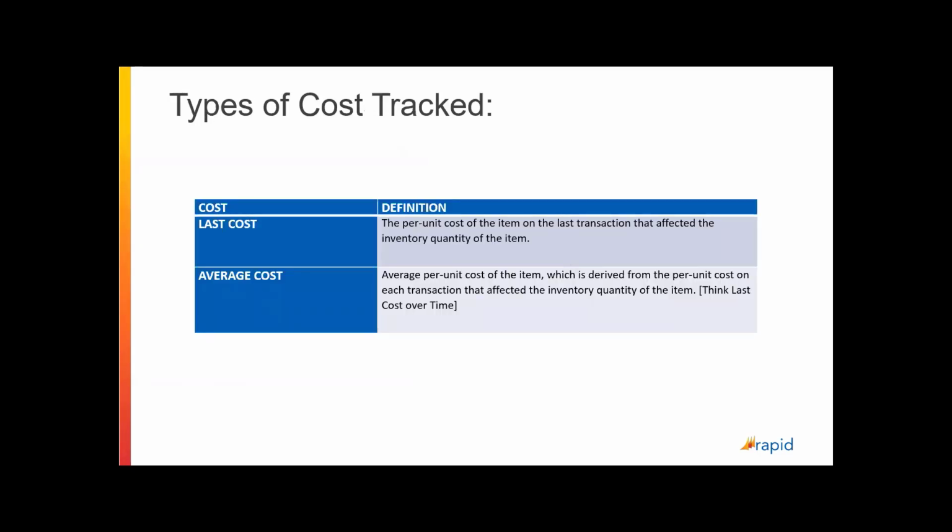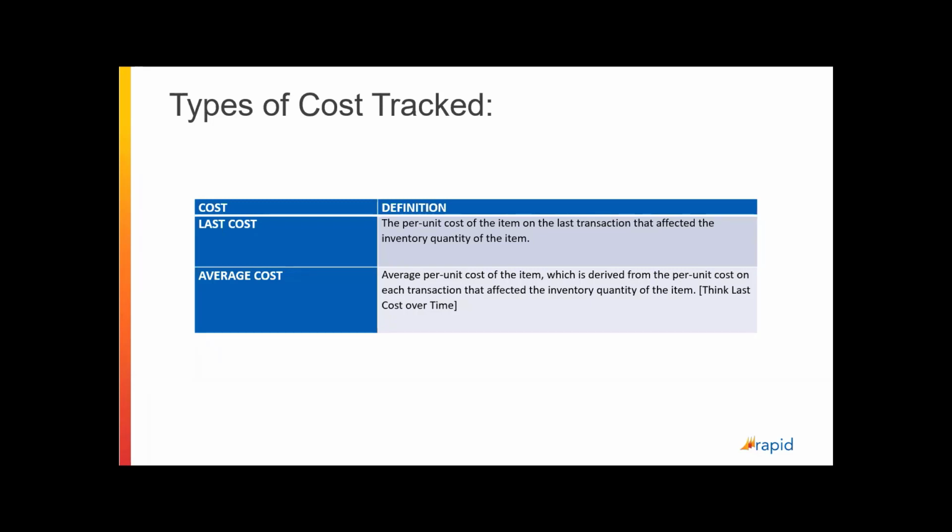So let's go ahead and talk about the different types of cost. We're going to go through some definitions here. The first one, of course, is last cost. This is probably the one that you're most familiar with seeing. This is the per unit cost of the item on the last transaction that affected the inventory quantity of the item. So this you will remember, of course, when you are defining an item. That's where you're going to see that last cost.